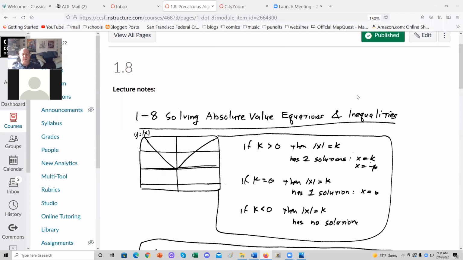All right, here we go. This is about solving absolute value inequalities and equations. So these will involve absolute value of x.